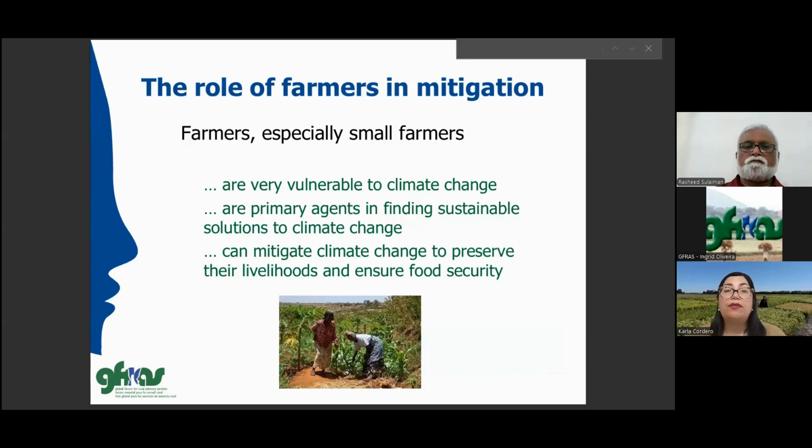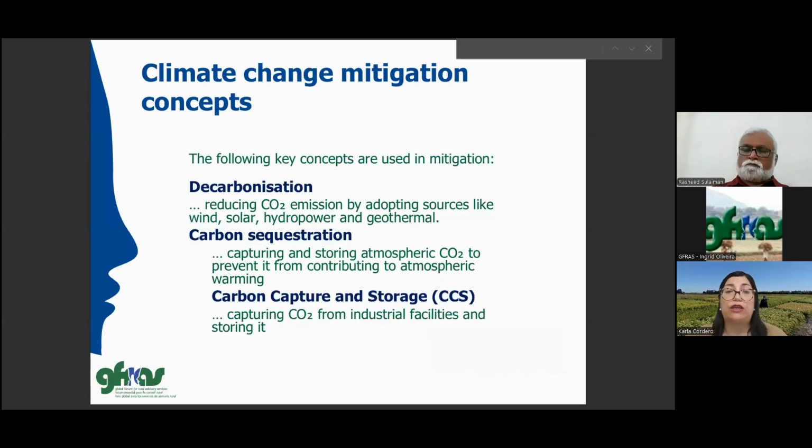So the role of the farmers, especially the small farmers that are the ones that feed the world, is that they are vulnerable to climate change, but they are primary agents in finding sustainable solutions to climate change, and they can also mitigate climate change to preserve their livelihoods and ensure food security.